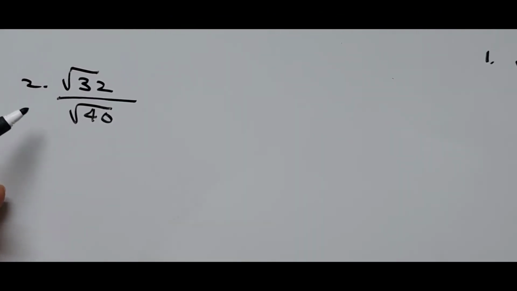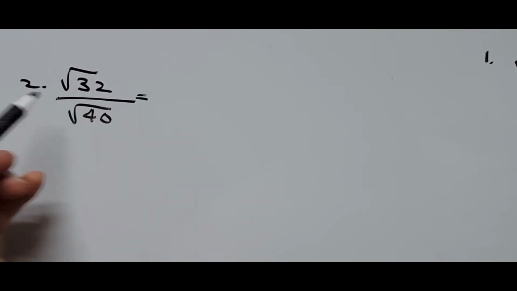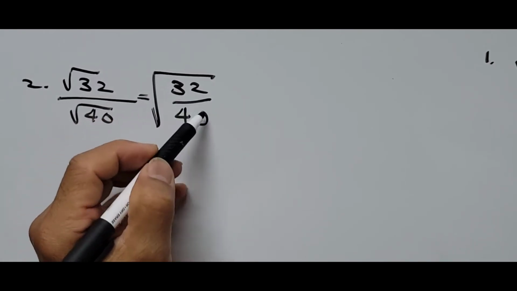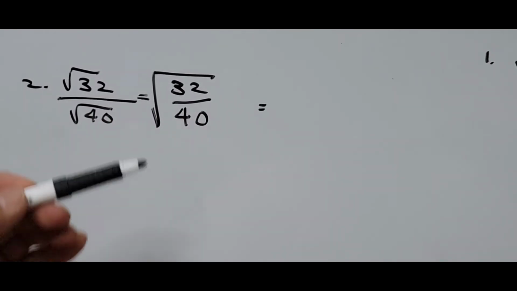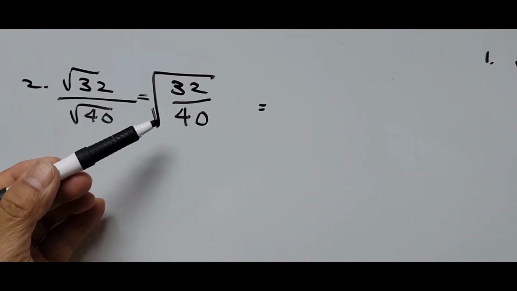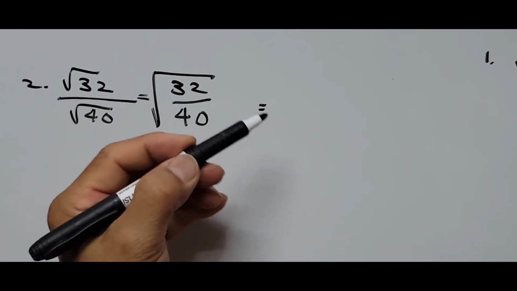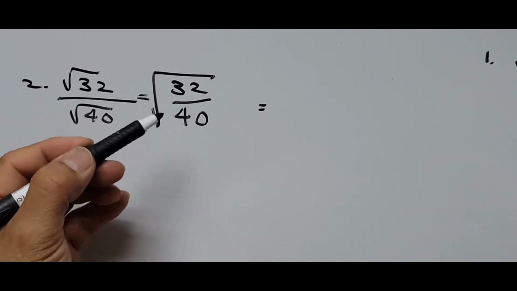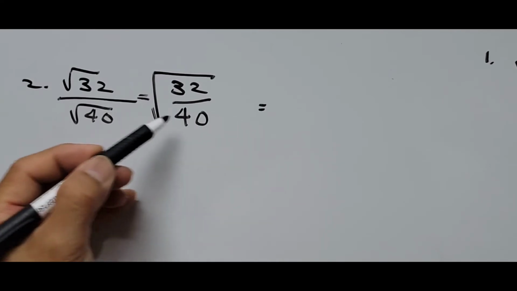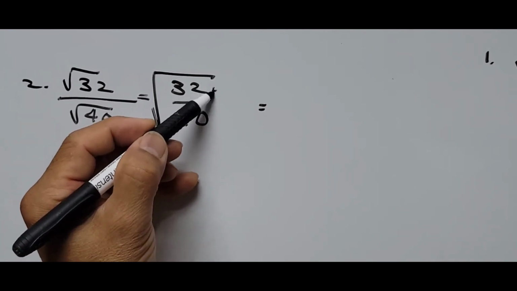So we have here number 2 problem, square root of 32 divided by square root of 40. This problem can be written the same way as square root of 32 divided by 40. Now, if you take a look, the radical contains bigger numbers. What we have to do is simplify this into its lowest terms so we can avoid dealing with large numbers. Think of a number that we can divide both the top and bottom of the fraction by to reduce these numbers to their lowest terms. So divided by what number?